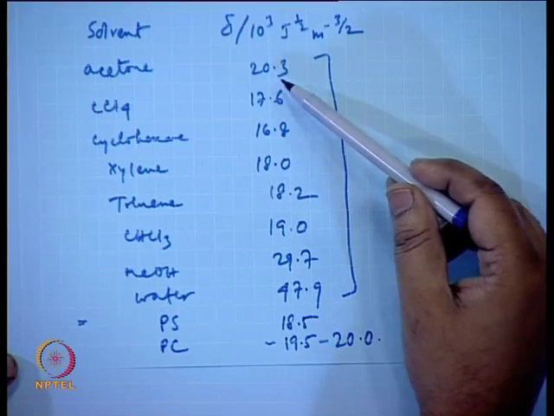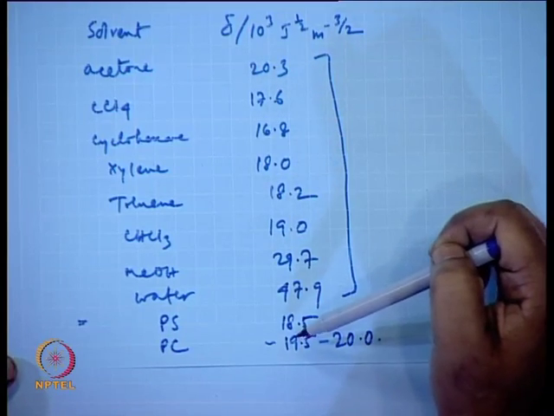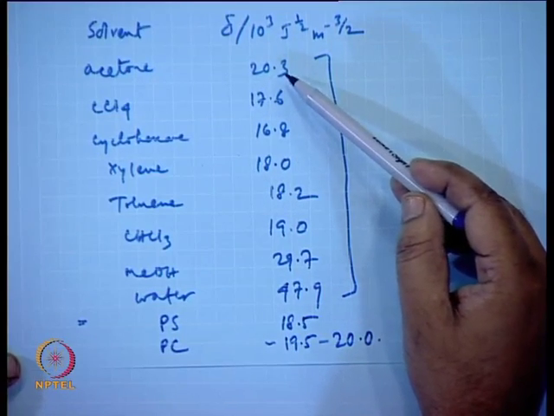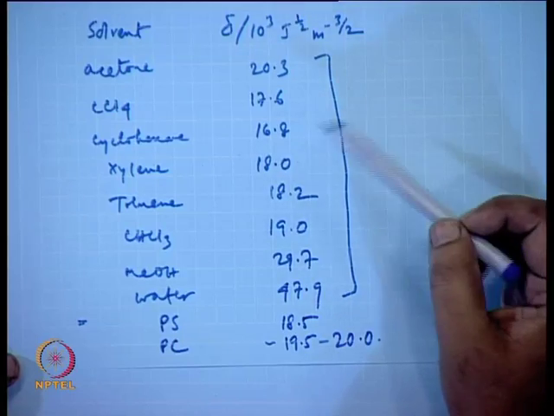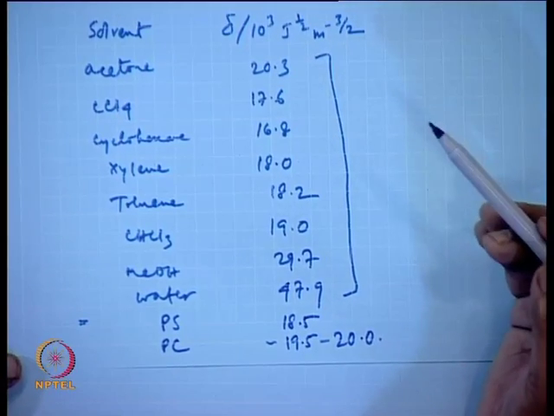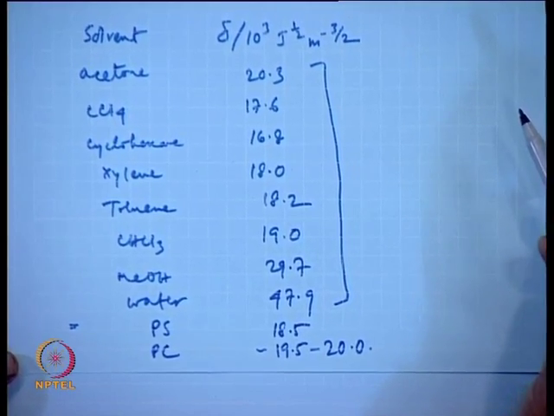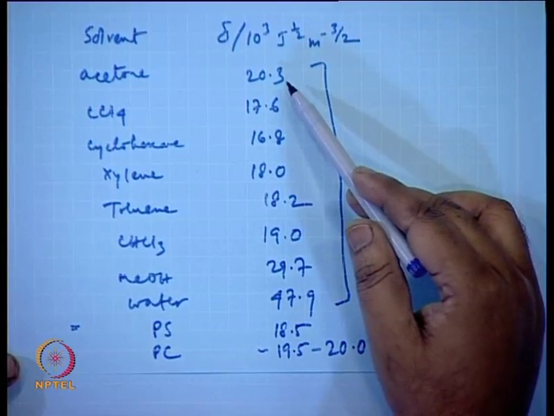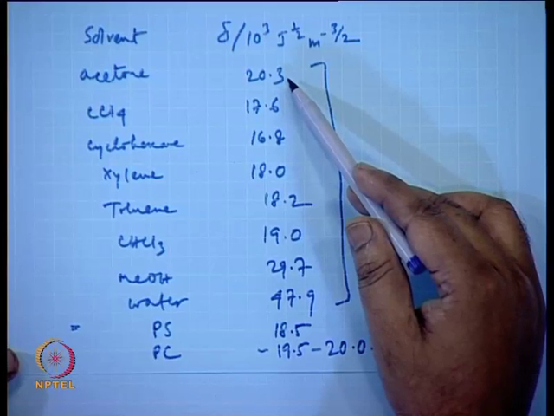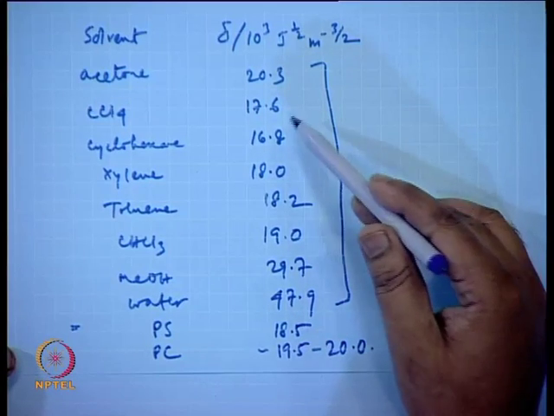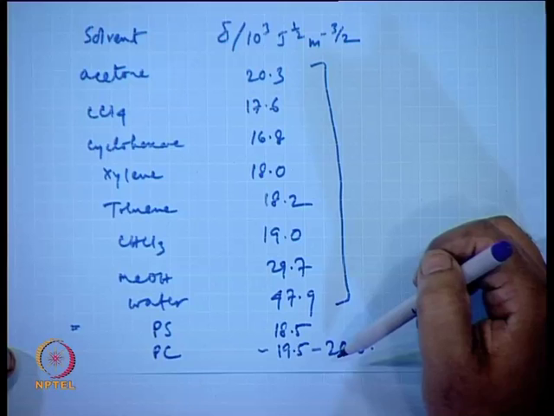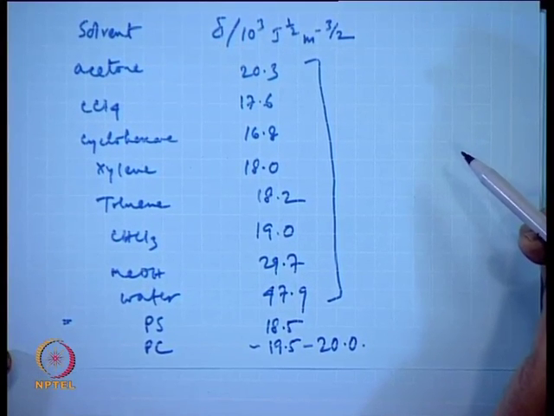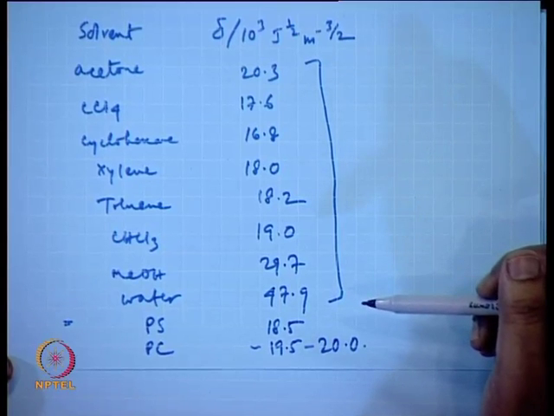Acetone, 20.3, is not a very good solvent for polycarbonate, but it is also not a very non-solvent either. So, the solubility of polycarbonate is very low, but it is not zero in acetone. So, if you know the solubility parameters of the solvents and of polycarbonate, you can predict or estimate, whatever your application is.